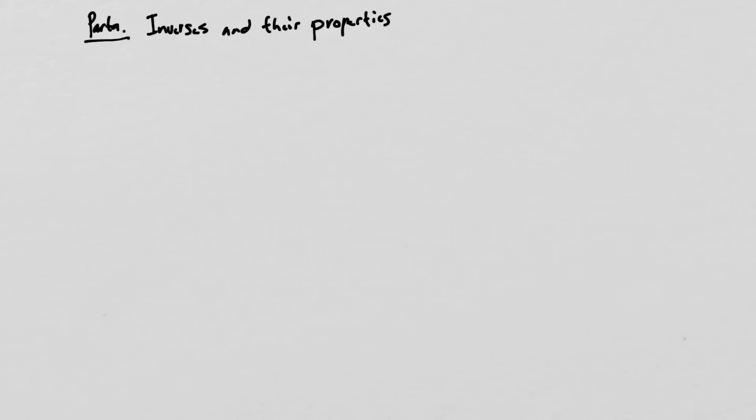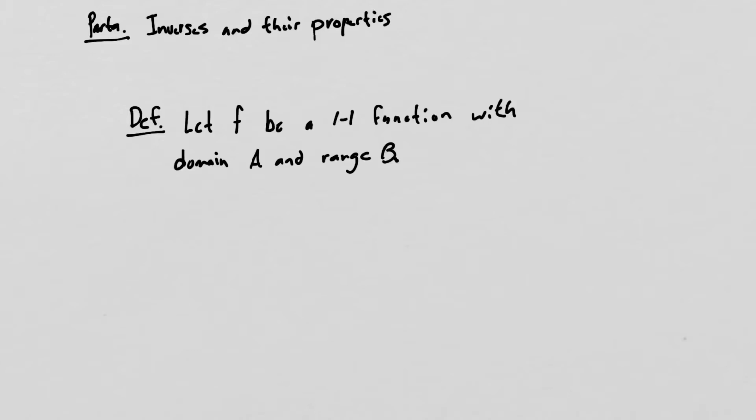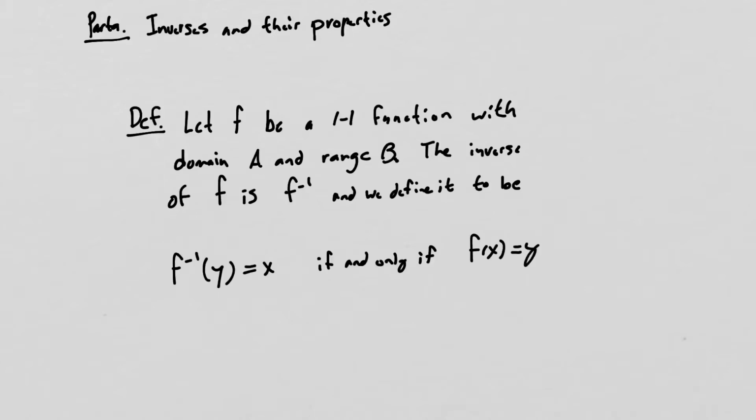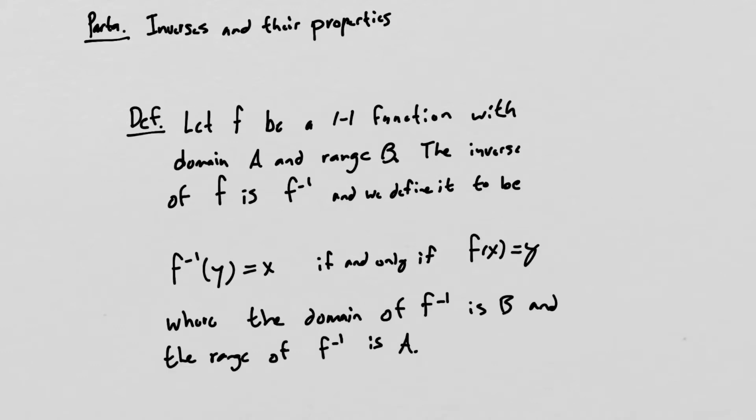Let's define an inverse function. First, suppose we're given a function f that's one-to-one and has a domain A and a range B. The inverse of f is denoted f raised to the negative 1, and we define it to be the following, which states f inverse of y is equal to x if and only if f of x is equal to y. And where we're given that the domain of f inverse is B and the range of f inverse is A. Now, let's go ahead and do a computation.